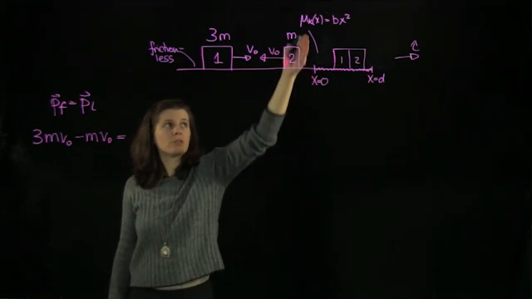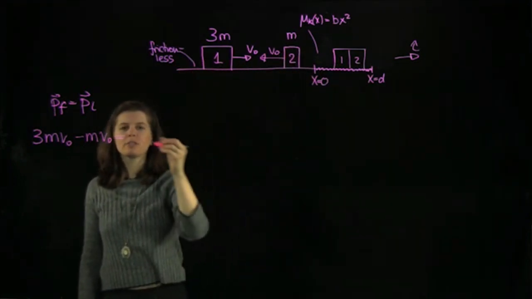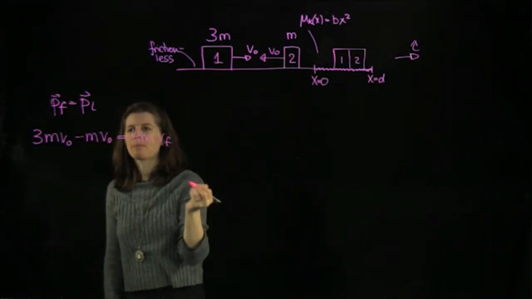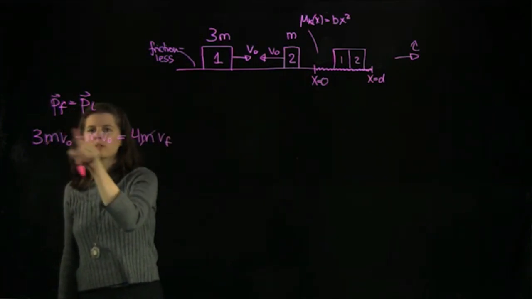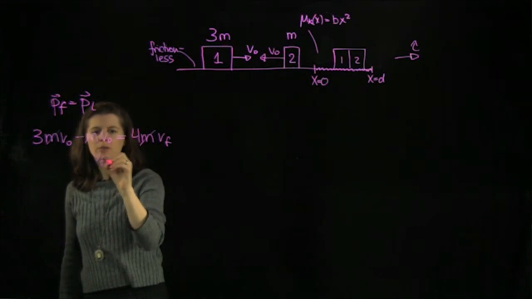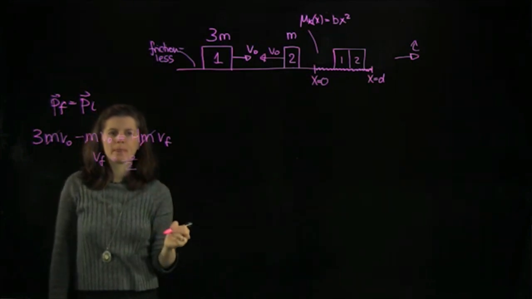before here, we have to consider only this portion here, which pertains to a frictionless surface. We have 4m v final. And so the m's fall out. This is 2, this is 4. So we'll see that the final velocity is v0 over 2.